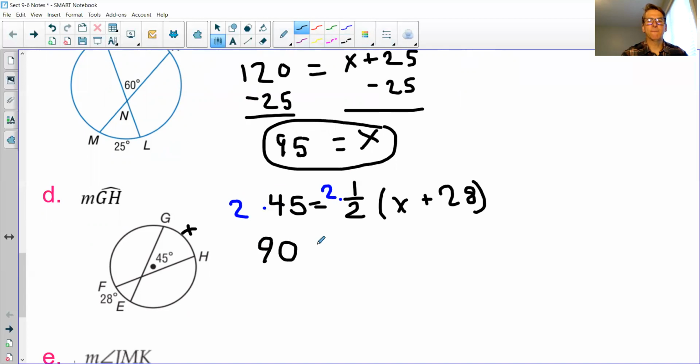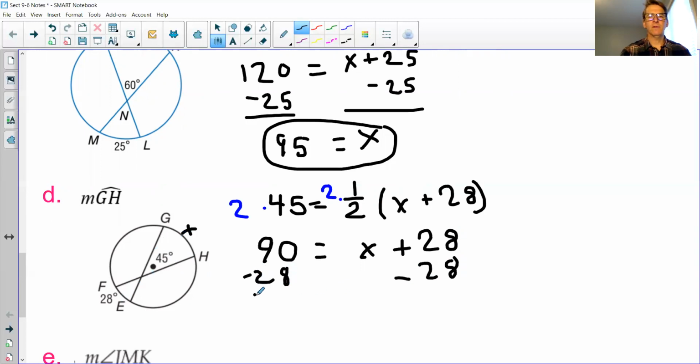90 is equal to x plus 28. In this one, again, they're looking for this arc x. So if you add the x plus 28, take it times 1/2, you're going to get that angle 45. By subtracting the 28 from both sides, you end up with x is 62. And that would be letter D.